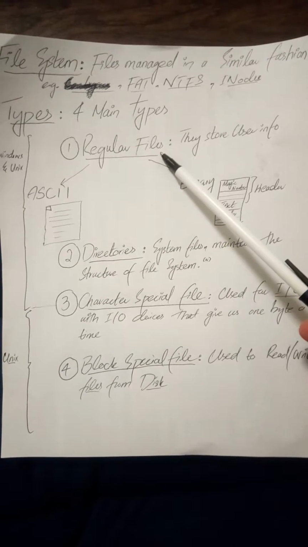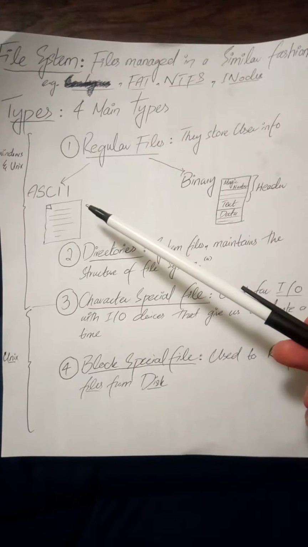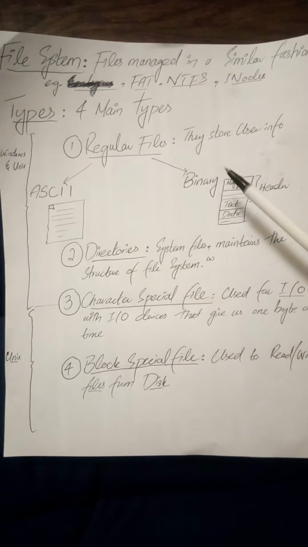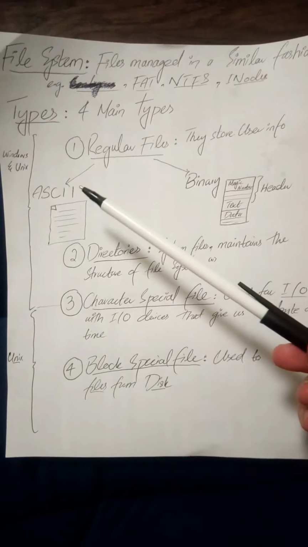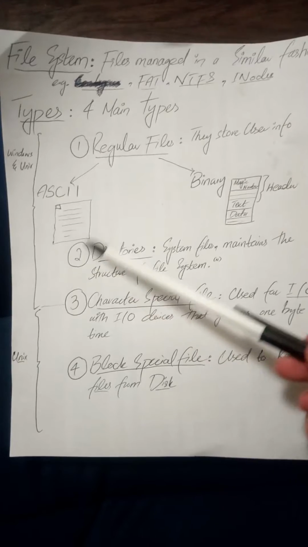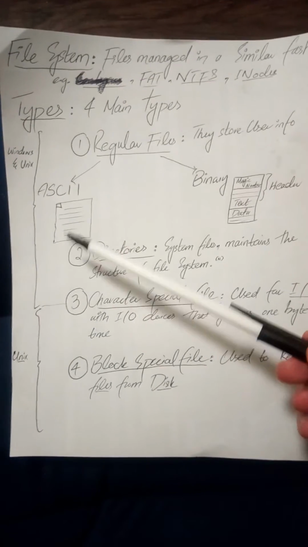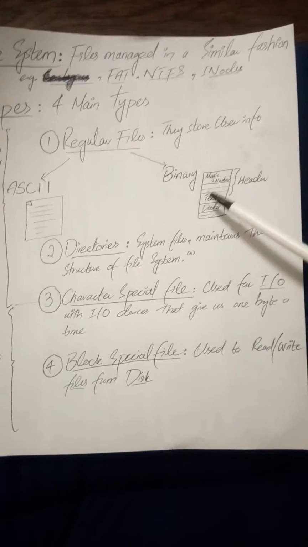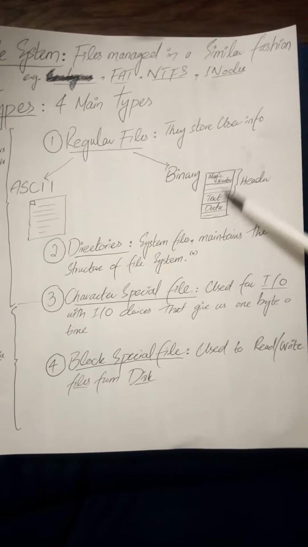Now, regular files can be subdivided into ASCII and binary files. What is the difference between them? An ASCII file contains lines of text. So it's a file with some text, with some lines in it. You can print it, you can do whatever with it. Binary files, on the other hand, are in a particular data structure.